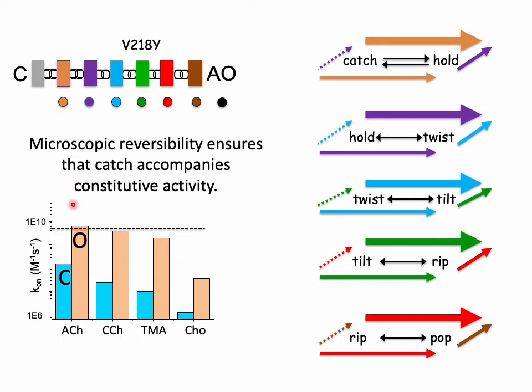So that's why when you make these mutations that cause constitutive activity, you are also promoting catch all the way across. Everything to the right of this point is called gating, and everything to the left is called binding. But the linear free energy actually links those two. So you cross the binding-gating divide and enforce catch when you make a mutation that causes constitutive activity. So microscopic reversibility ensures that constitutive activity is accompanied by catch.